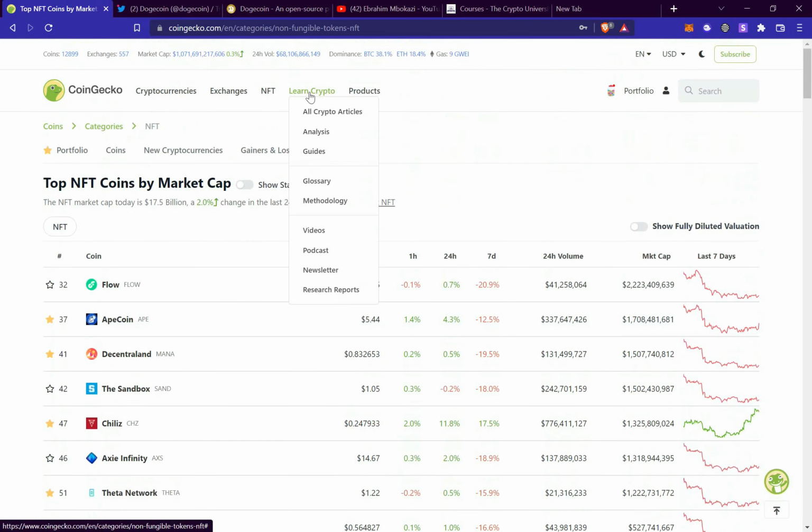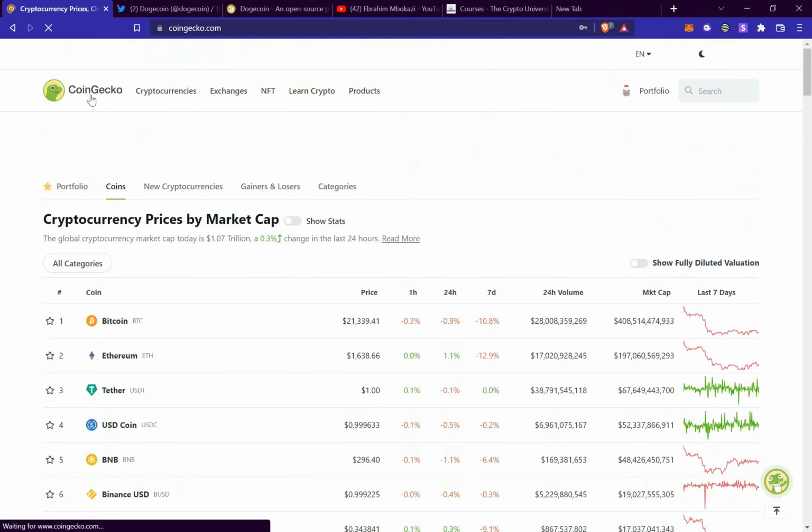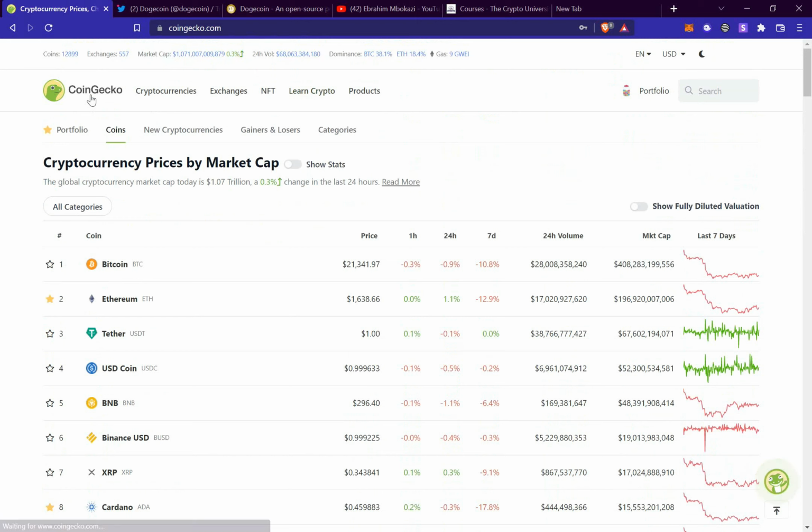Now over here, you can go ahead and learn more about crypto. If you want to learn more about, let's just say, some analysis or guides, this is where you want to head on to. Now, here's another very important thing that I would also like to show you, and actually, I will also share a bonus tool that you can actually use at the end of the video.